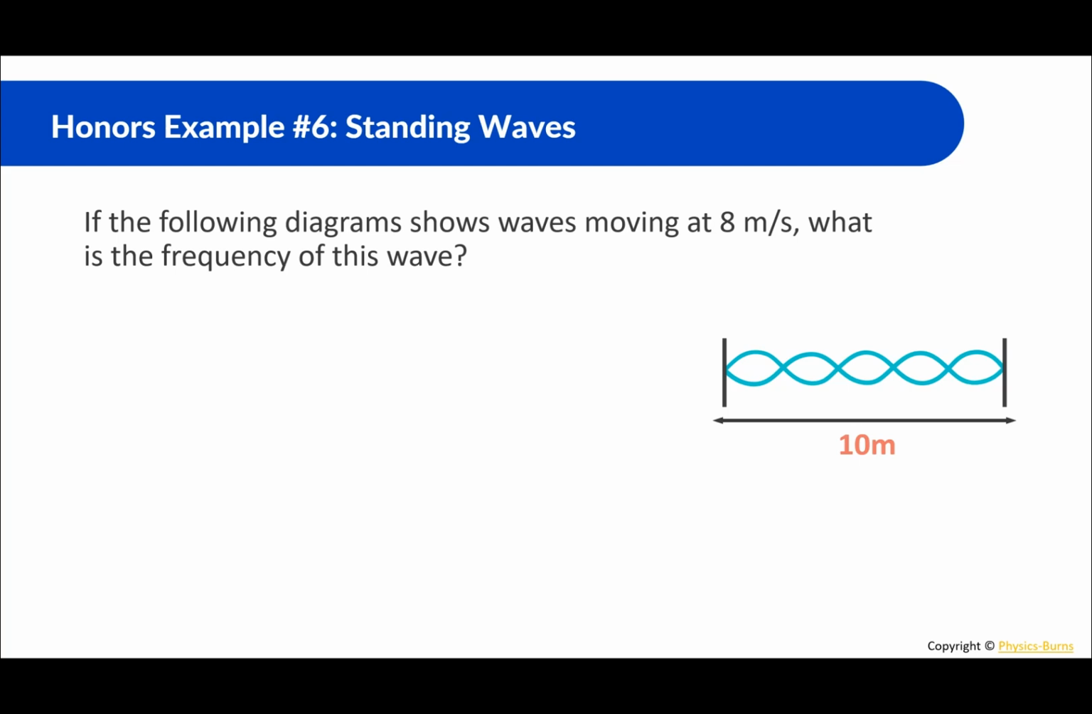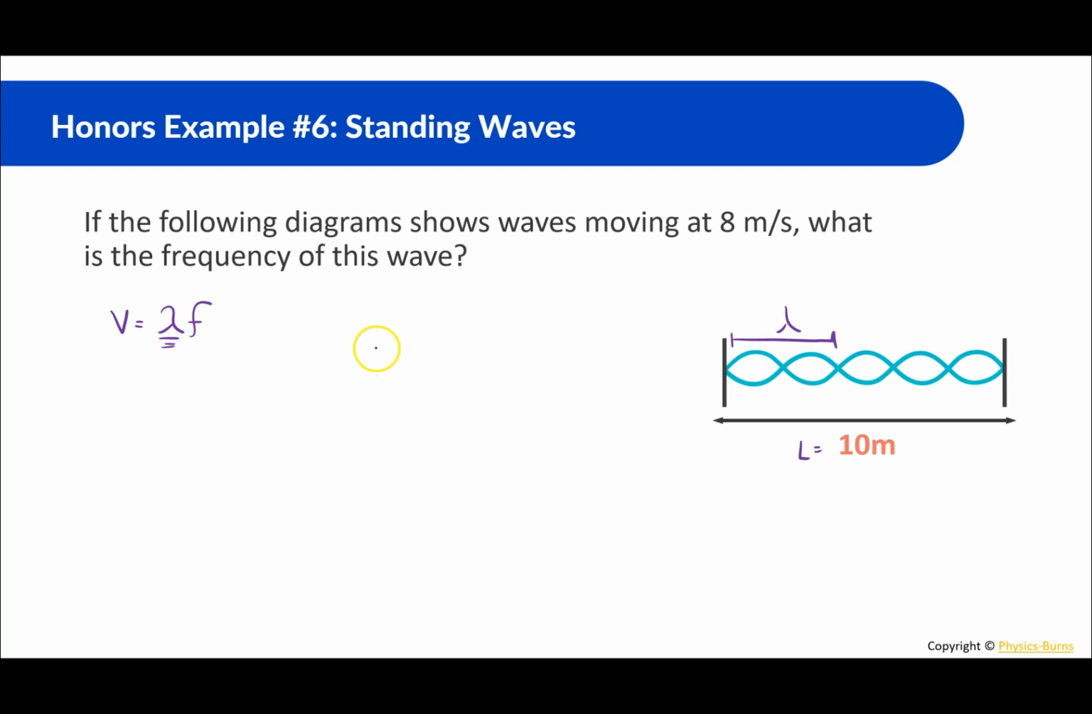All right, example number 6. If the following diagram shows waves moving at 8 meters per second, what is the frequency of this wave? A few things going on over here. We're given a wave speed, so we should remember the formula: velocity is equal to the wavelength times the frequency. Next, we have the length of the string over here, and this will probably help us find the wavelength. So we need to find the wavelength.